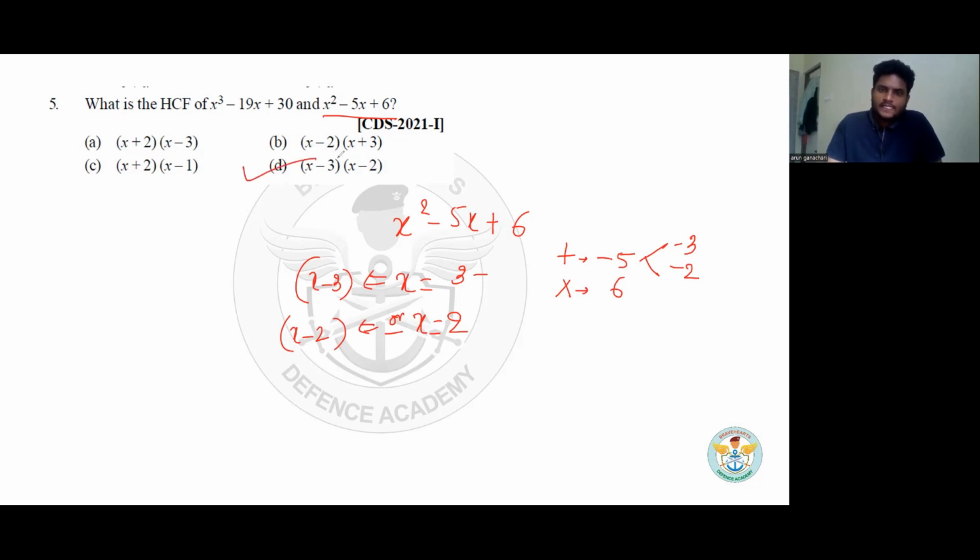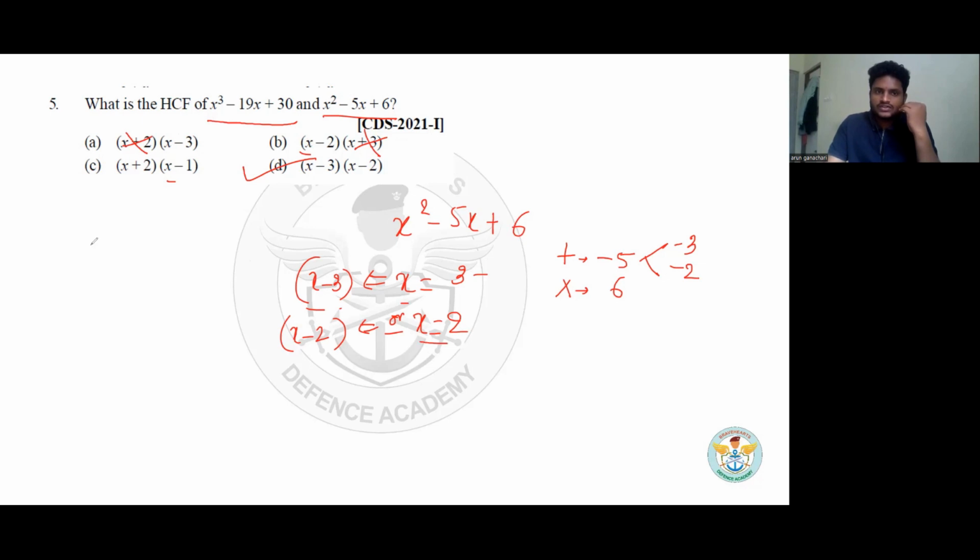Getting this? Now we have to check it for this number also. Actually, as we don't have any other options with similar numbers, we don't have x minus 1, we don't have x plus 2. Our factors turn out to be x minus 3 and x minus 2. We directly mark it. If one of the options had only x minus 3 instead of this x plus 2, and this option had only x minus 2 instead of this x plus 3, then we would have to check for x equal to 3 and x equal to 2 also.